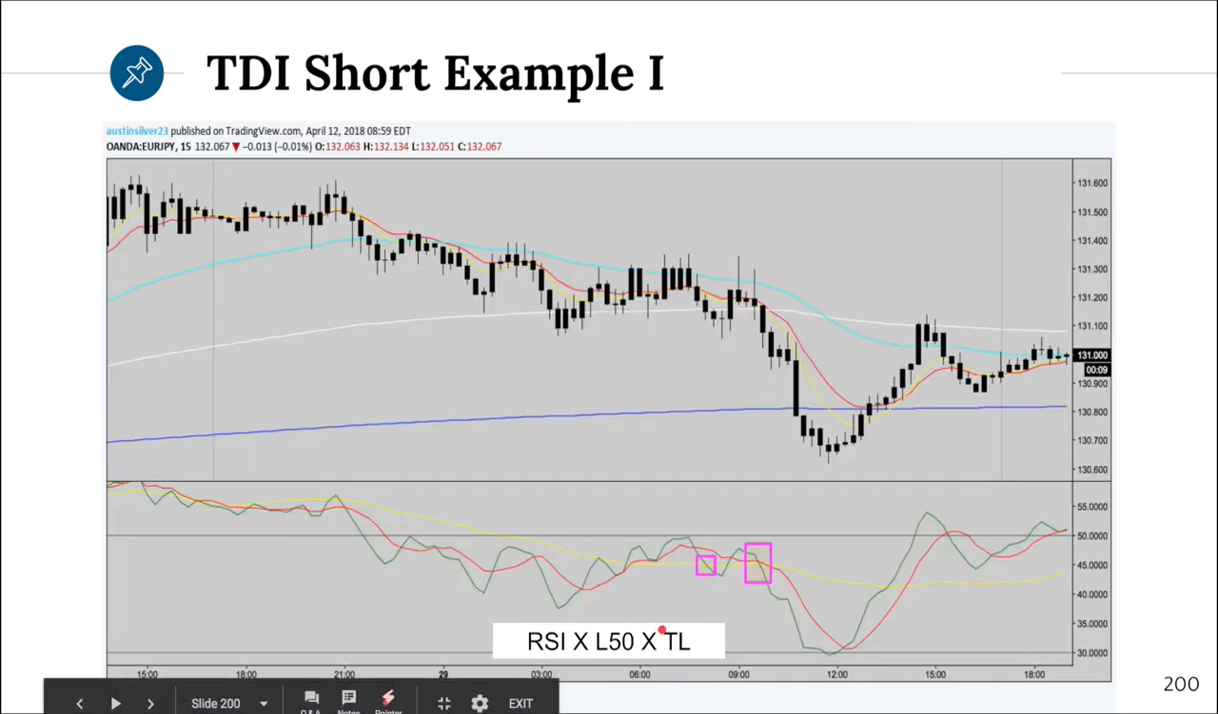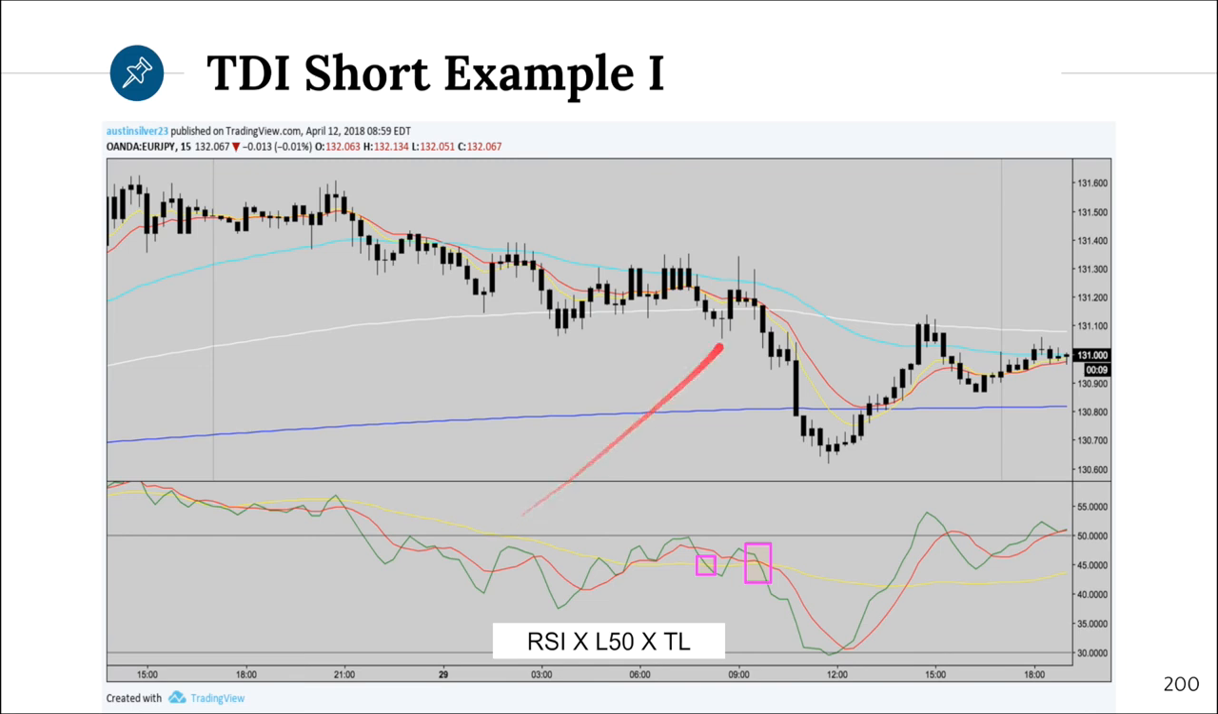Here's an example of a really clean RSI crossing through the trend line and the liquid 50 in the sell zone. This happens a little after 9 a.m. And even before that, around 8:30, 8:45, you have another RSI crossing through the liquid 50, well under the trend line in the sell zone. The RSI has not hit oversold, and the liquid 50 has been in the sell zone since about 2 a.m., 1 a.m.